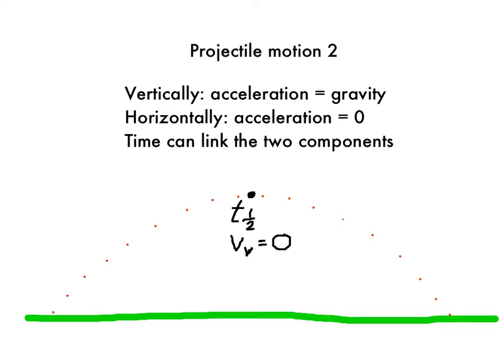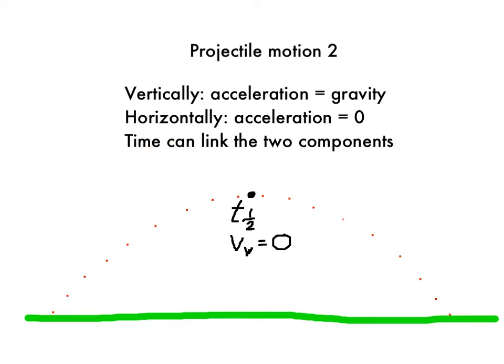Alright, so the important things to remember about projectile motion are that for the vertical component of motion, the only acceleration there is gravity. The only force that acts on an object in projectile motion is its gravitational force. So the only acceleration it experiences is due to gravity, which is vertically down. That means that in the horizontal component of motion, acceleration equals 0, ignoring air resistance for our calculations. And when we break up the motion into horizontal and vertical components, the one thing that can link those two components together is time.